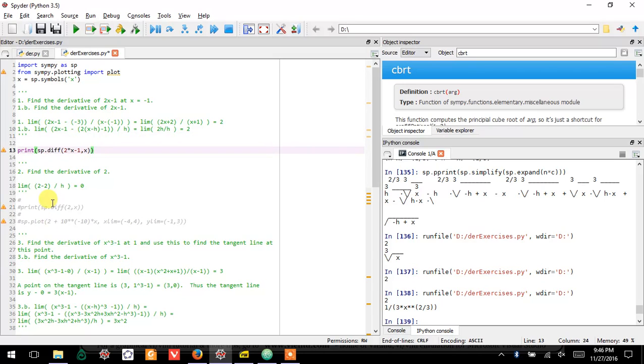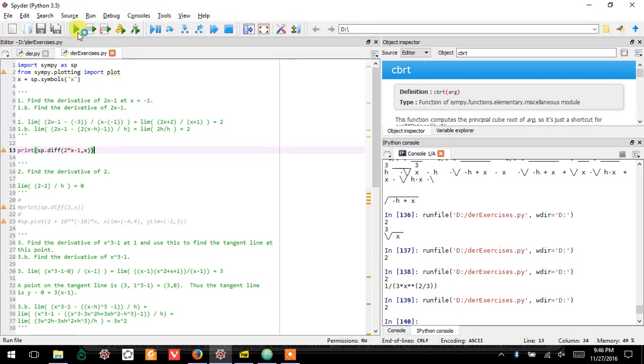To illustrate this, or at least confirm it, I'll go ahead and have SymPy run the calculation of the derivative, and it also says 2. So that's right.